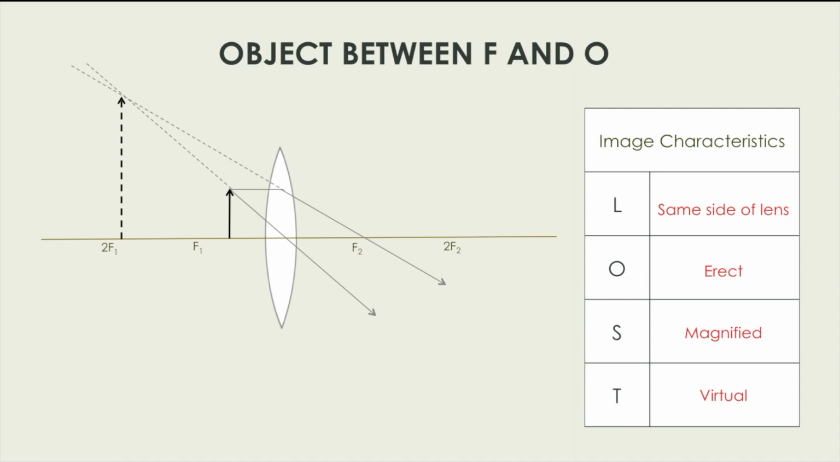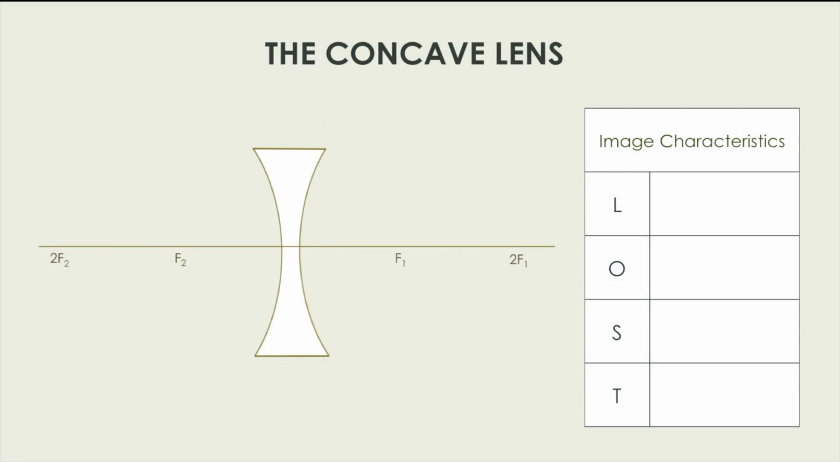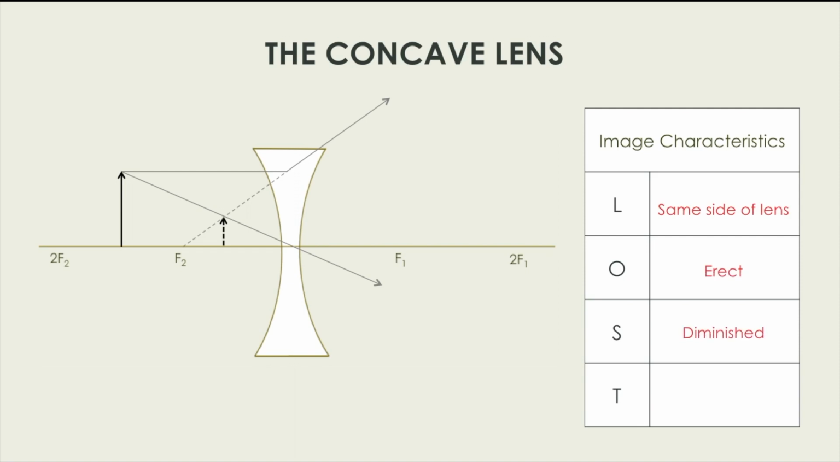So that's all about image formation by a convex lens. We will now consider a concave lens. So with the concave lens, regardless of wherever you keep the object, the ray parallel to the principal axis diverges, and we can't do anything but extend this ray backward to get an image that is on the same side of the lens, erect, diminished, and virtual.